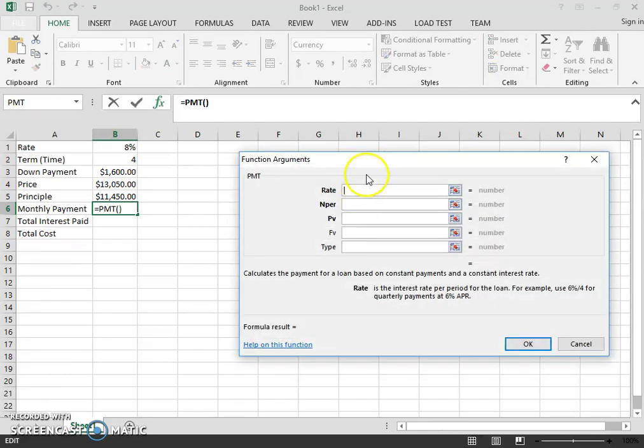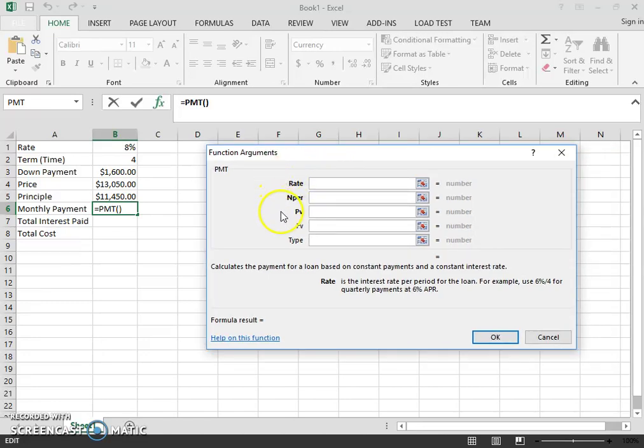The reason I want to use my PMT function, it gives me 3 bolded areas. These are the areas that I have to fill in. Now, our rate. Whenever we are talking interest rate on a loan, we are talking an annual rate. So our rate is 8%. But now, like I said, it is annual, and we make a monthly payment. So we have to spread that interest rate amongst 12 months. So it's not 8% per month, it's 8% for the year.